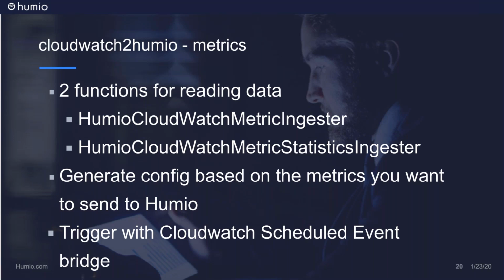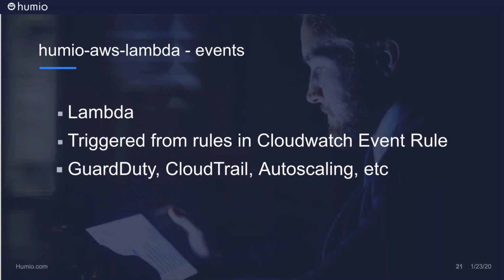You should generate your config based on the metrics you want to send to Humio. We could go into the Lambda and edit the config file and things like that, but generally you want to generate that. And then to trigger it every minute, or every 5 minutes, you would trigger it with a CloudWatch schedule event bridge. Humio AWS Lambda is what we use for events right now. It's triggered from the rules from a CloudWatch event rule based on GuardDuty. But you can also use it for any other of these AWS events like CloudTrail events, auto-scaling events, etc.